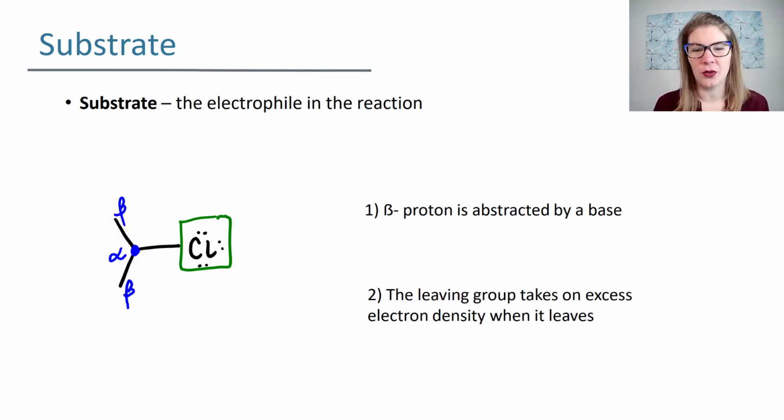In our elimination reactions, your beta proton is abstracted by a base, meaning a base comes in and pulls off the hydrogen, but it doesn't take the electrons with it, right? So the electrons making the carbon-hydrogen bond, those stay with the substrate. During the course of this reaction, your leaving group also leaves and takes on the excess electron density as the bond between the leaving group and the alpha carbon, the bond I just highlighted in blue, breaks.